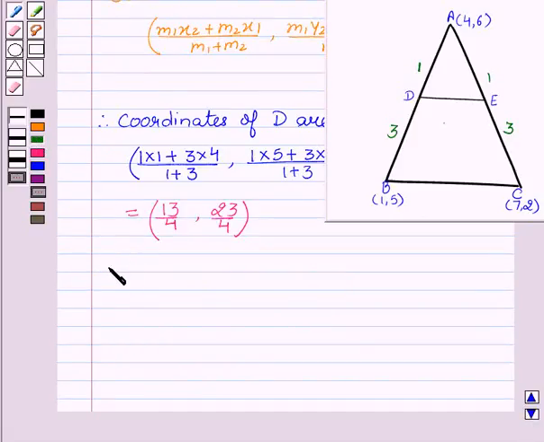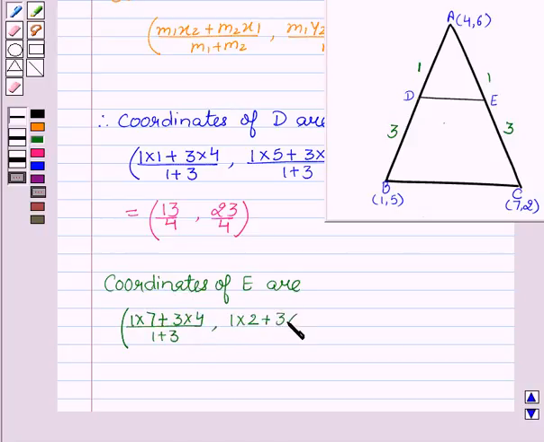Now, coordinates of E are (1 into 7 plus 3 into 4) upon (1 plus 3) and (1 into 2 plus 3 into 6) upon (1 plus 3). This is equal to 19 upon 4 and 5. So, 19 upon 4 and 5 are the coordinates of E.